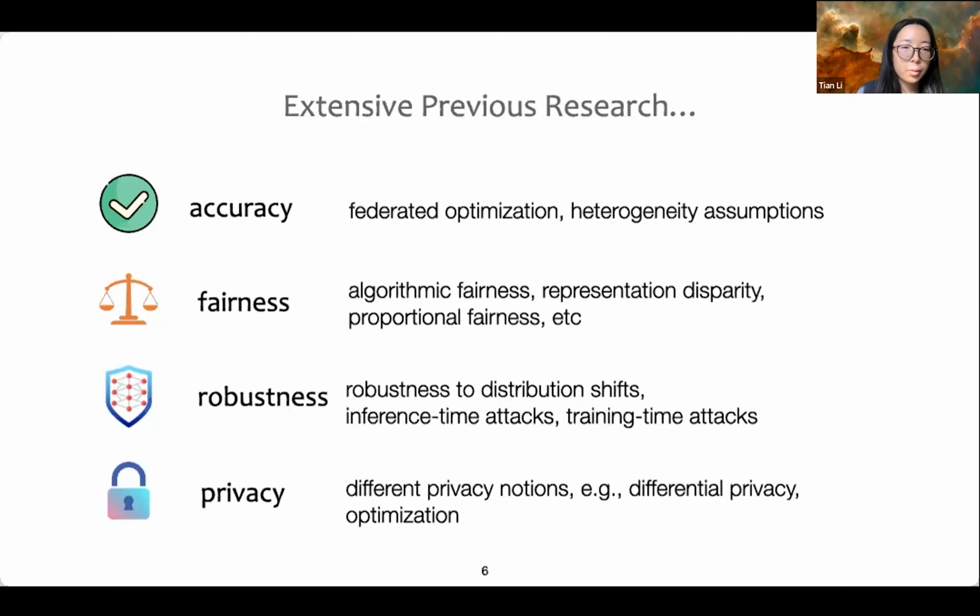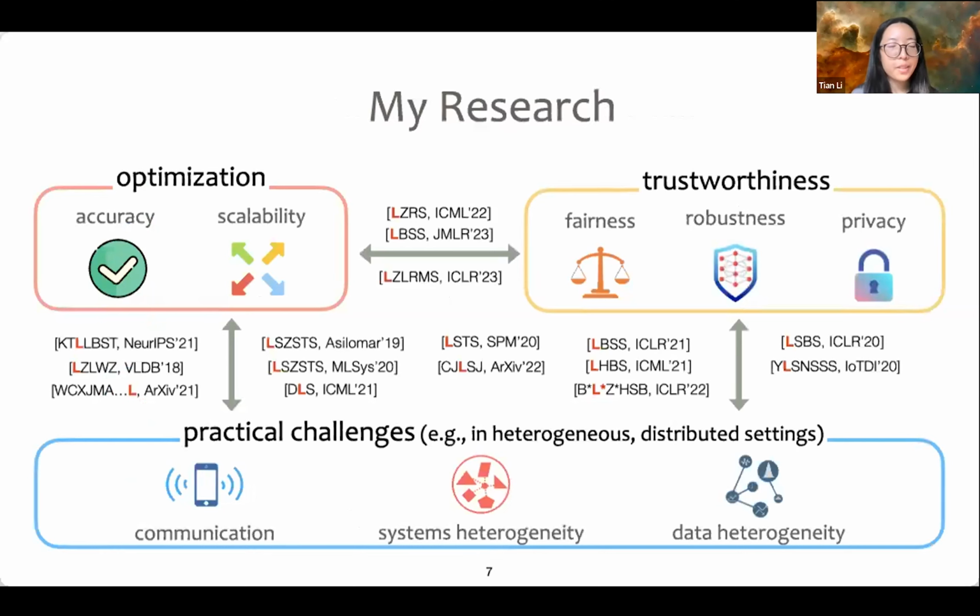Yeah, so this is my research at the intersection between optimization and trustworthy learning, while taking into account and rigorously considering the practical challenges such as heterogeneity and communication.